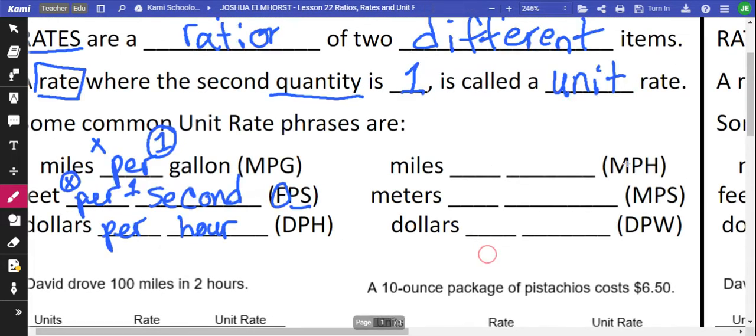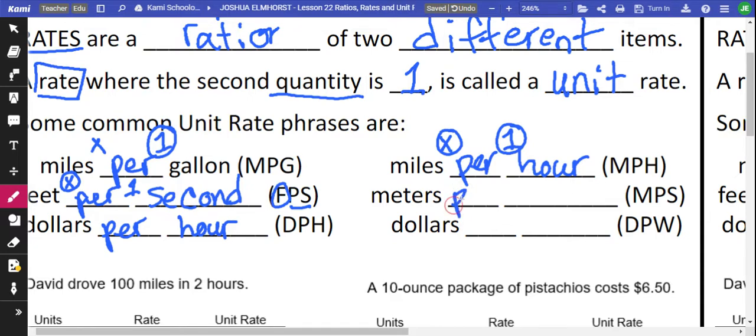Okay. And this is the common one here where we have miles per hour. How many miles would you drive in 1 hour if you were going 50 miles per hour? So that's miles, you're multiplying by the miles per hour. Meters per second, this is speed. Or this is unusual, but it can be also true, dollars per week. How many dollars in a week?